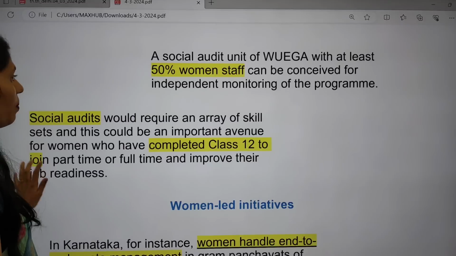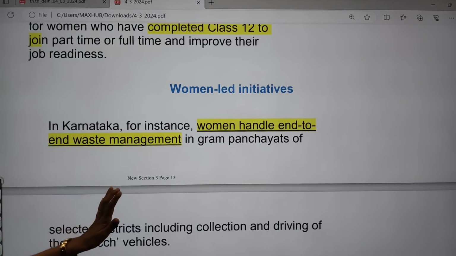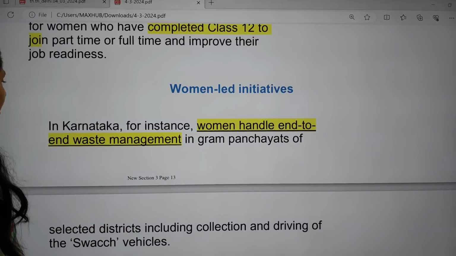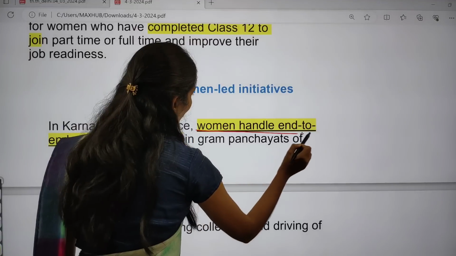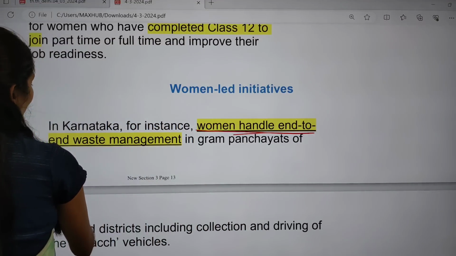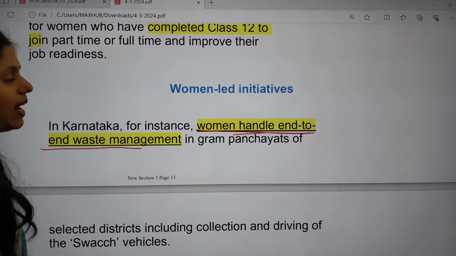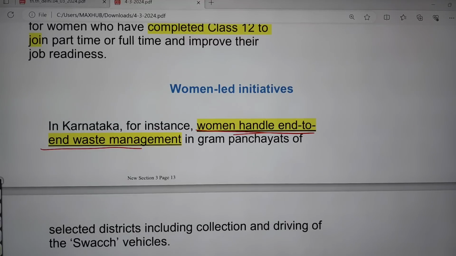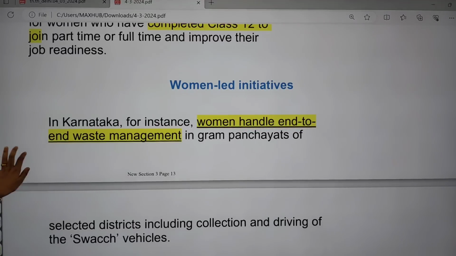And the next one is government can also come up with these women-led initiatives. So in Karnataka, we have a program where women are handling end-to-end waste management in panchayats. Okay, so we can focus on this type of things.